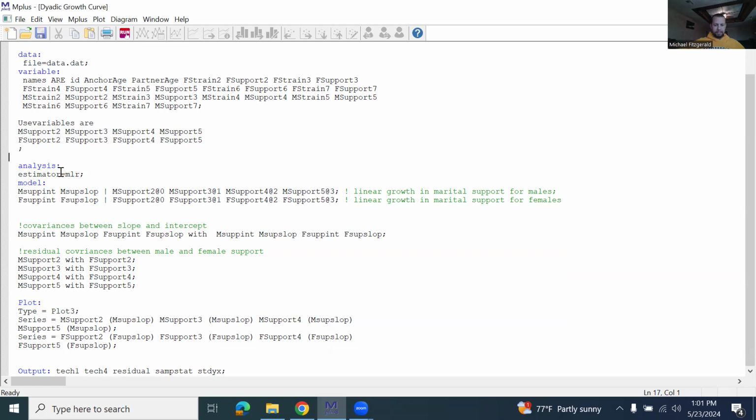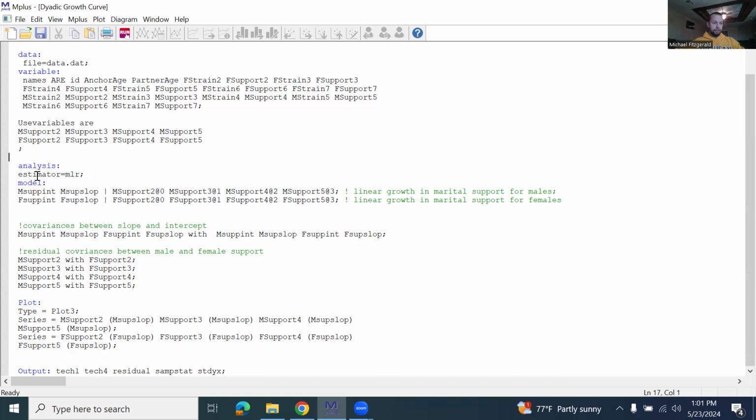We will be using robust maximum likelihood with Yuan and Bentler corrections, which provides a scaling correction factor to address non-normality in our residuals. It also provides an adjustment to the chi-square statistic, and it provides accurate standard errors.